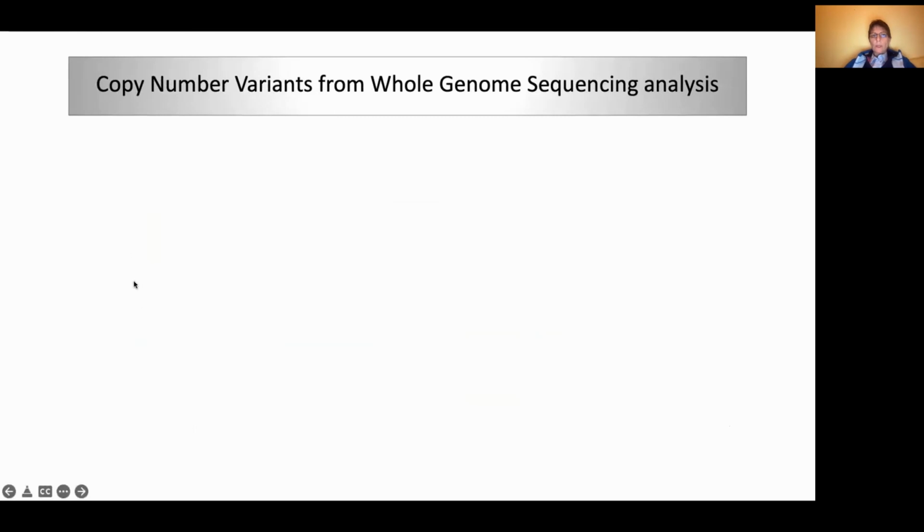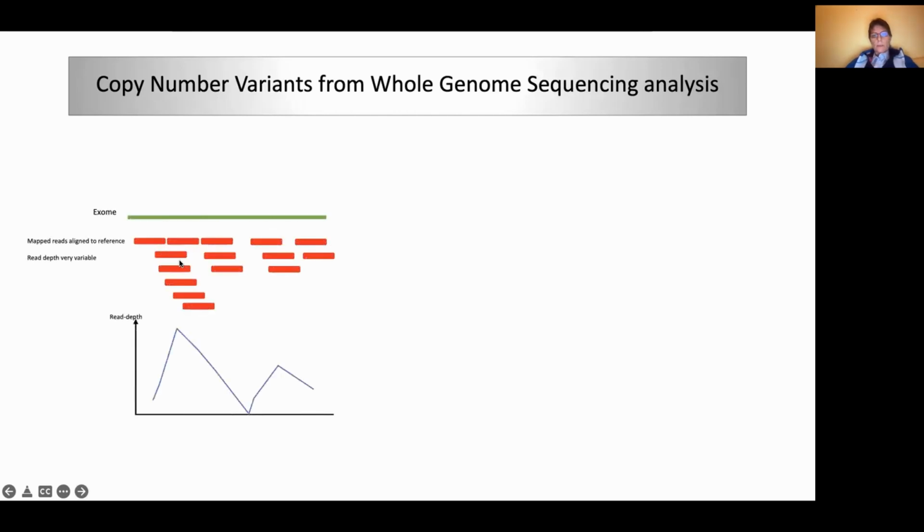So briefly to mention copy number variants, it is possible to identify these using whole genome sequencing. This is just one of the concepts that has been used recently. If I show you an exome, and remind you that these are the mapped reads that are aligned back to the reference sequence, you can see that in an exome, as I mentioned, the read depth is very variable. So here it's 1, here it's 5, here it's 3, here it's 0, here it's 3 again, here it's 2. And that means that there's no way of inferring whether this is a real finding or an artifact.